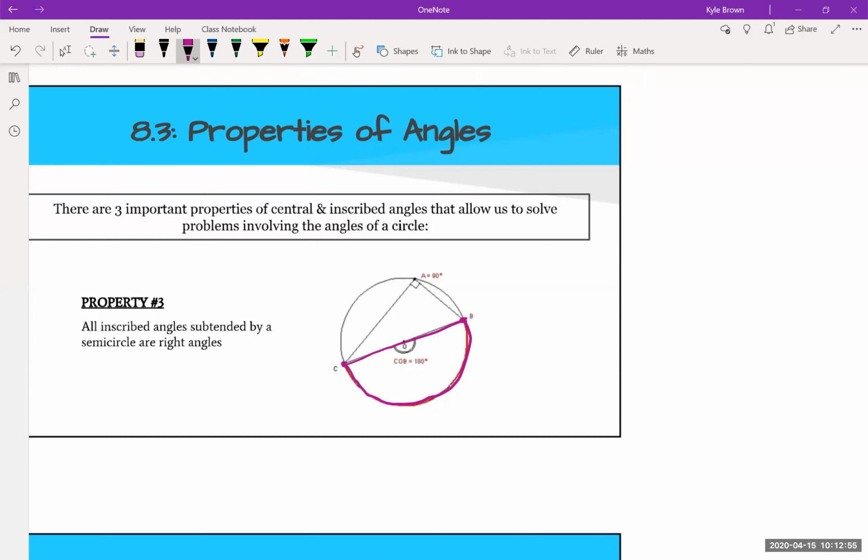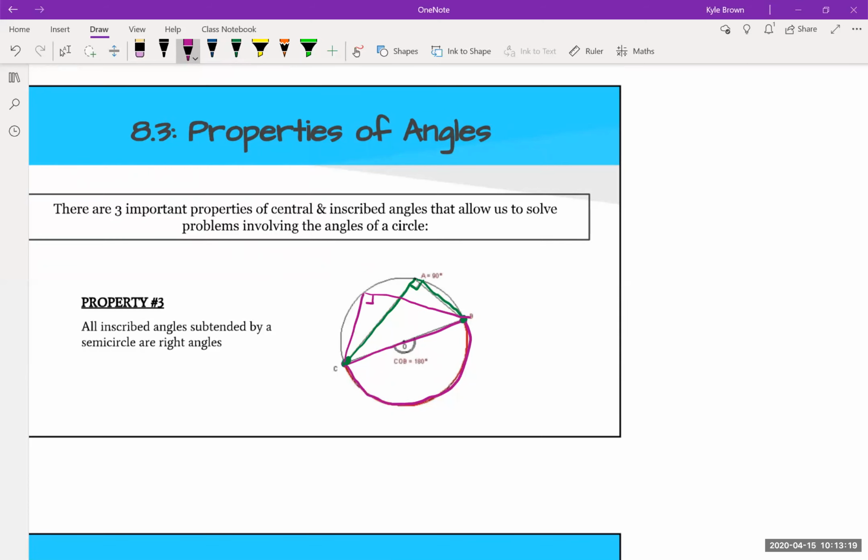Then what'll happen from there is that if I inscribe an angle subtended by C and B there, so I drew a line from there to there, that will always be 90 degrees. It doesn't matter where I draw that line. So I could draw another one from, let's say, here to there.